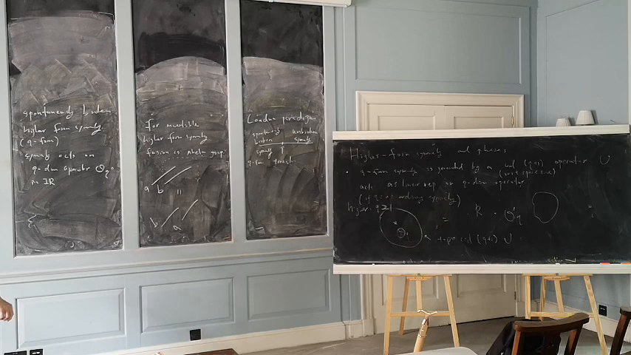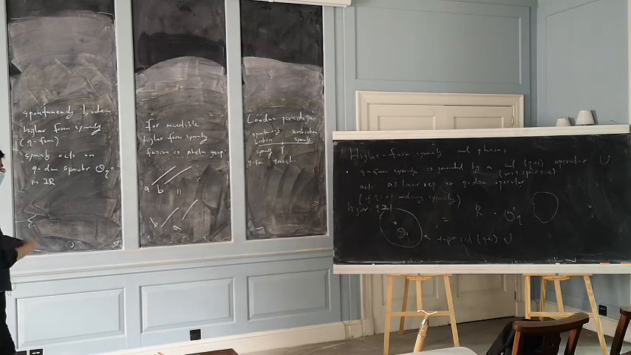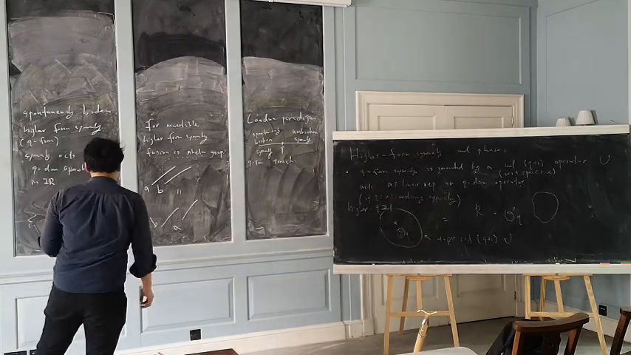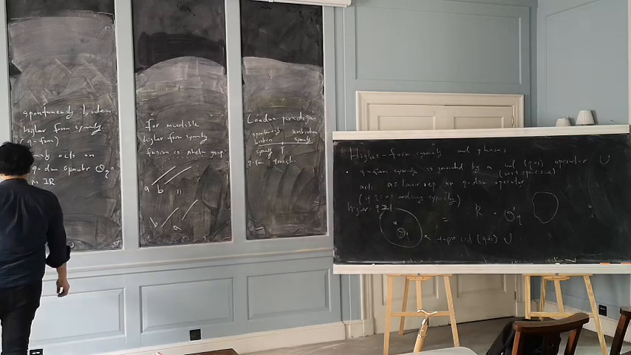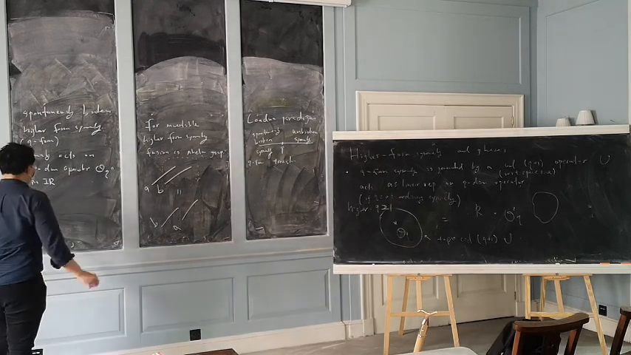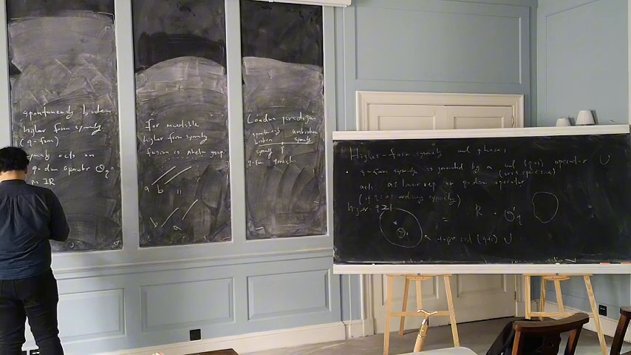So a spontaneously broken higher-form symmetry, or Q-form symmetry, means that in the IR you are going to find some Q-dimensional operator O such that the symmetry acts on it. I'm going to give you some examples later.